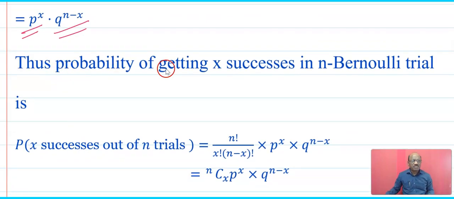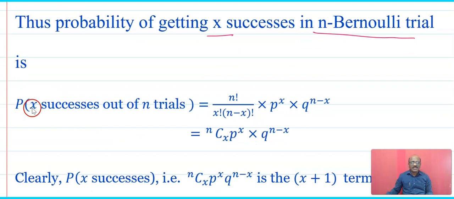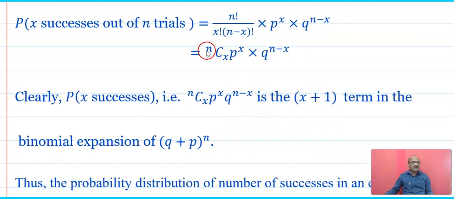Thus, the probability of getting x successes in n Bernoulli trials is the probability of x successes out of the n trials, n factorial upon x factorial into n minus x factorial, into p raised to x into q raised to n minus x. And hence, this is nothing but the combination, that is nCx p raised to x into q raised to n minus x. Clearly, the probability of x successes, that is nCx p raised to x into q raised to n minus x, is the (x plus 1)th term in the binomial expansion of (q plus p) raised to n.